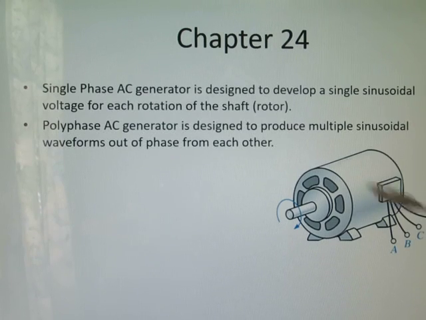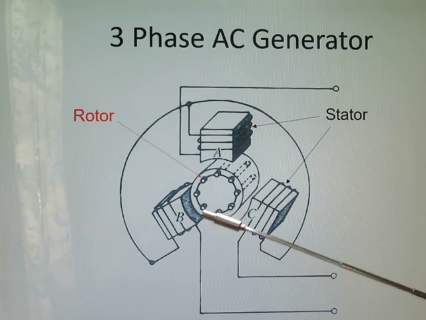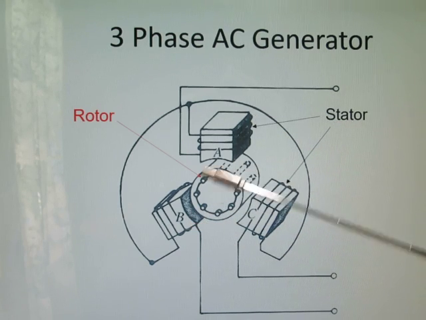So if we have a single-phase generator, one complete shaft rotation, 360 degrees, of the AC generator provides a single sinusoidal waveform. The electrical generator converts mechanical energy to electrical energy. The basic parts of the generator are the stator, which is the stationary part, and the rotor, which is the moving part.